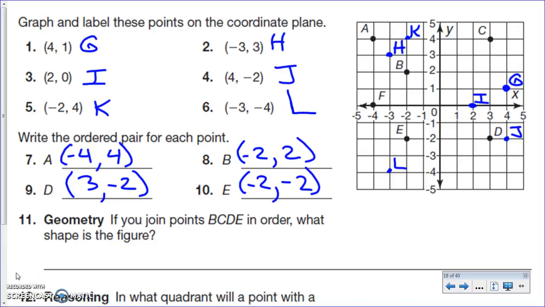Geometry. If you're drawing points B, C, D, and E in order, what shape is the figure? So go ahead and with me, take your pencil, and we're going to connect those 4 dots to create a 4-sided shape. And if we look there, the shape we have created is a trapezoid because it has 4 sides, but only 2 of the sides are parallel.